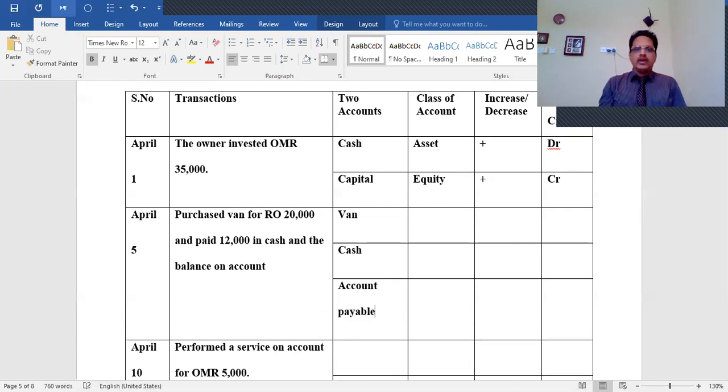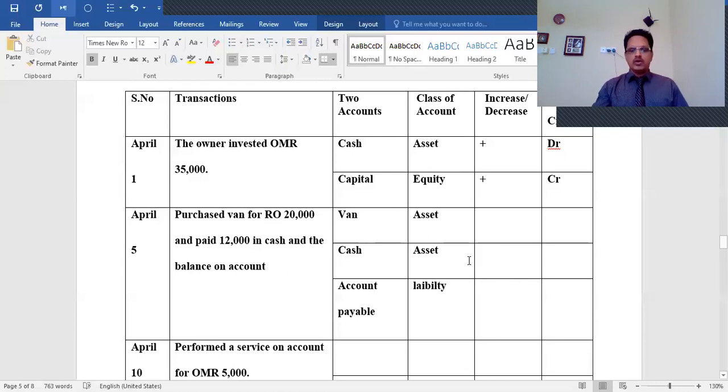Account payable. Whenever you purchase goods and money is not paid, it is account payable. Whenever you sold goods and money is not received, it is account receivable. That is what you have to understand always. So three accounts are: one van, one cash. Van is an asset, cash is an asset, and account payable is a liability.